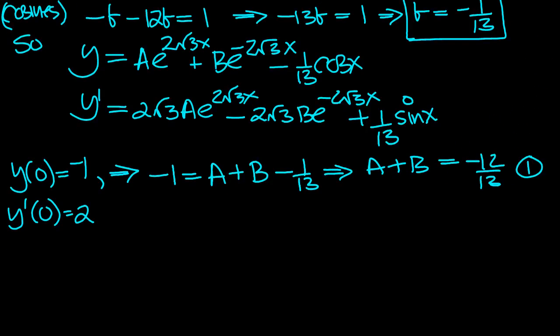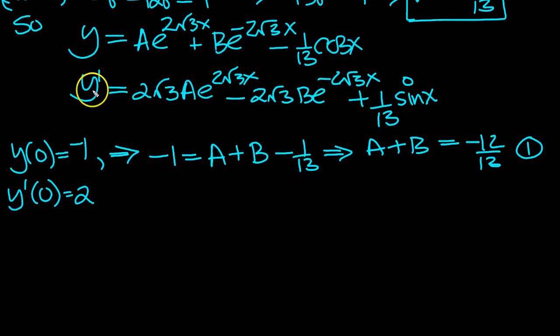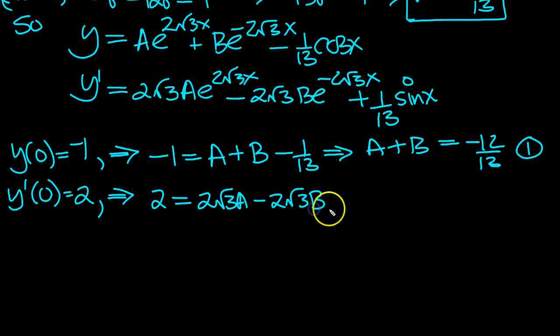Let's have a look at the second one now. Turn our attention to this. So, when x is 0, y dashed is 2. So 2 equals, e to the 0 is 1, so that's 2 root 3a. And then we've got minus 2 root 3b. And then we've got that's equal to, that's it really, because the sine of 0 is 0.